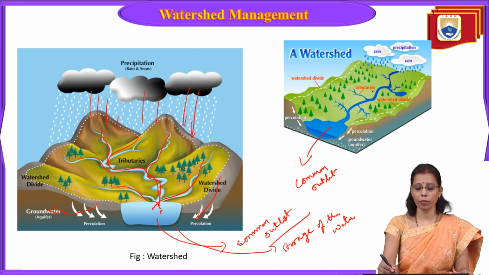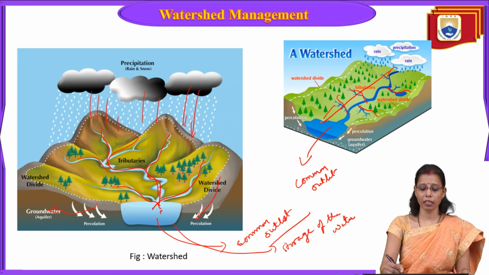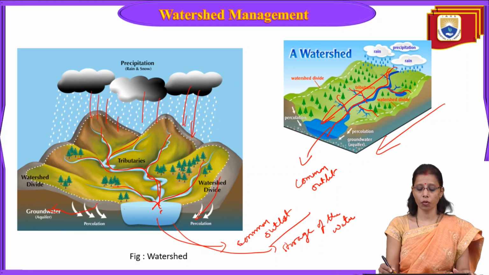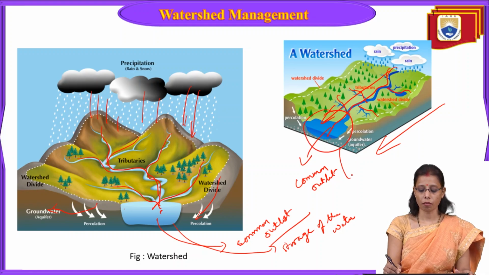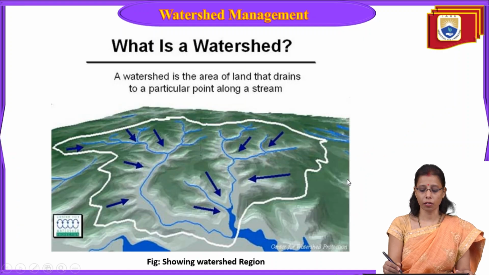This is how it happens in this region also. If you see, this is one tributary, this is one tributary, this is one. From all the places the water flows along the slope direction and comes to this common outlet. So this region is called a watershed.